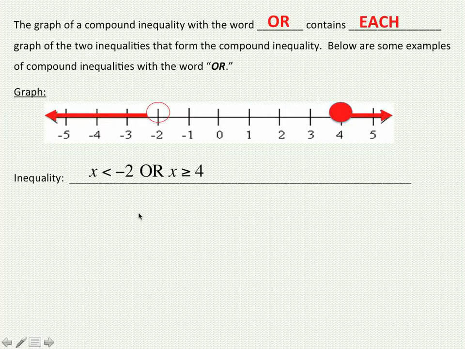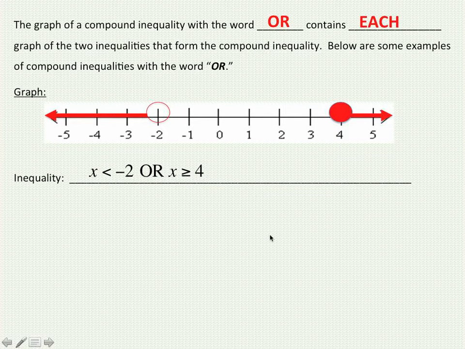Numbers can't be less than -2 and also bigger than 4. No number is less than -2 and also bigger than 4. That's why it's an OR picture. So what do I see here? I see numbers that are less than -2 or they are greater than or equal to 4.